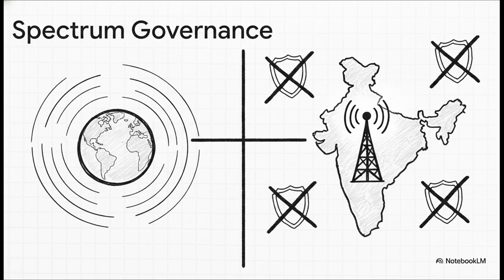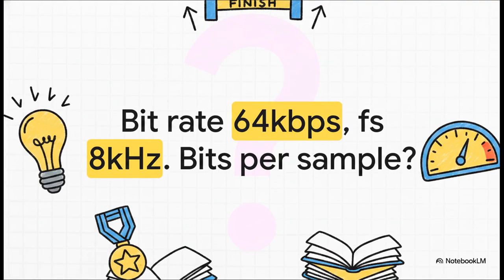Memorize that acronym, WPC. All right, let's finish this explainer with a rapid-fire mental test of your reflexes. A PCM system has a bitrate of 64 kilobits per second and a sampling frequency of 8 kilohertz. How many bits per sample are used? Just recall your core formula. Bitrate equals n times Fs, so 64 equals n times 8. The answer is exactly 8 bits per sample. If you nailed that instantly, you are absolutely primed, tested, and aggressively ready to crush the BSNL SET exam.